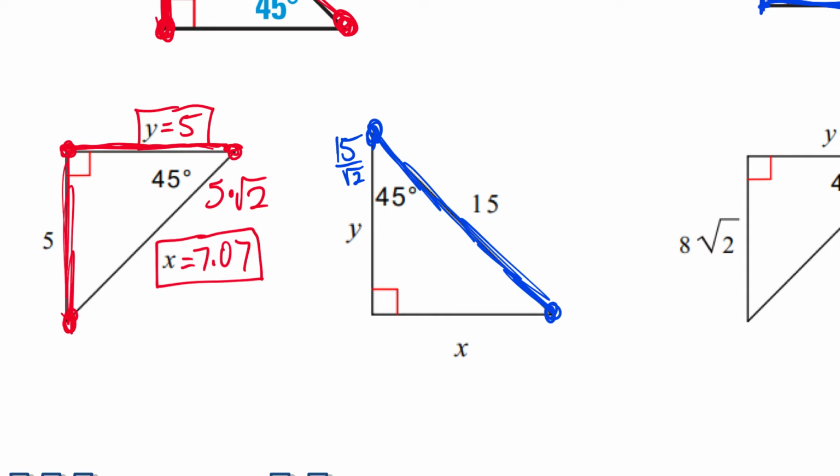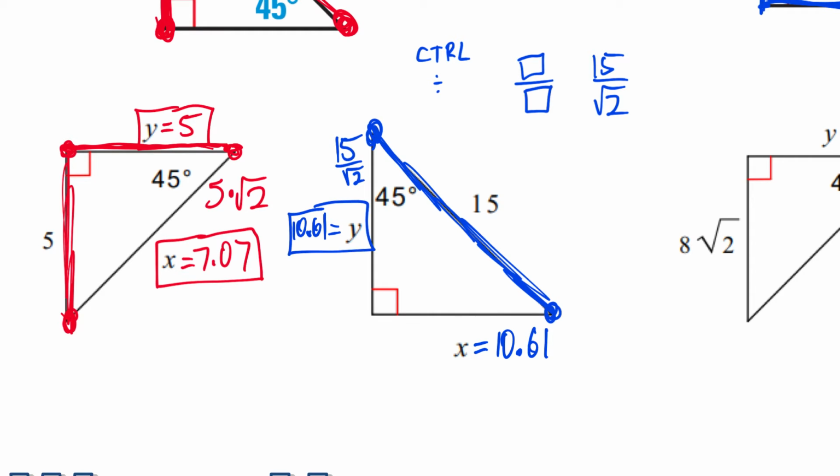And so what I would do on the calculator is push Control, and then push Divide, and it'll put the little fraction bar in here like this. And then you can just type 15 on top, and then type the square root of 2 on bottom like that, and just push Enter, and what do you get? 10.61, okay. And both of those are going to be equal to each other.